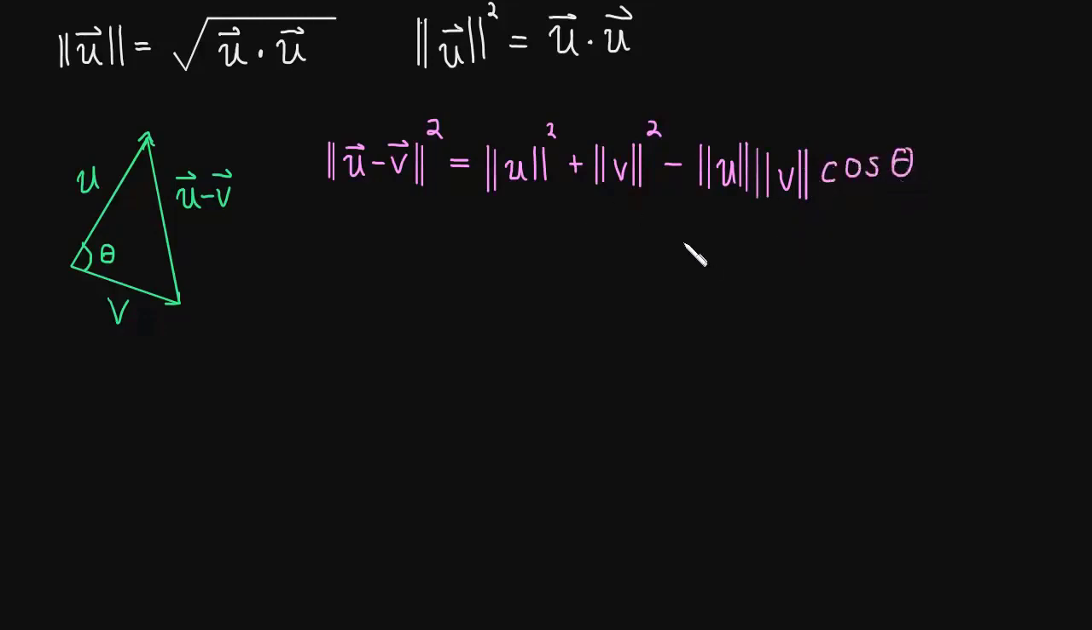So this comes from the law of cosines. It's really just saying c squared is equal to a squared plus b squared minus ab cos theta. You might remember it better that way. But that's what we have. We have a side u minus v and a side u and a side v.